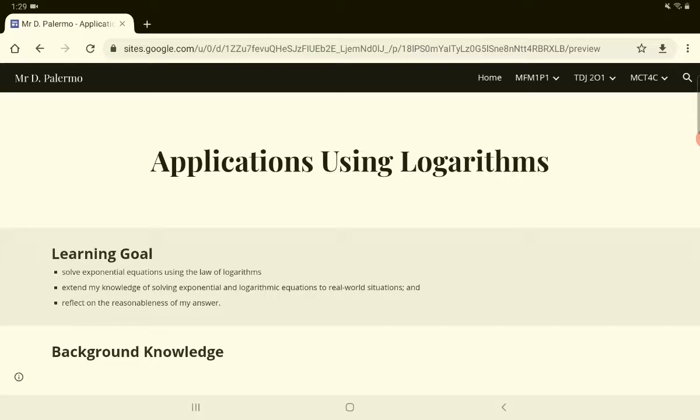Okay, so our learning goals then are to solve exponential equations using the laws of logarithms, extend my knowledge of solving exponential and logarithmic equations to real-world situations, and reflect on the reasonableness of your answer always. Okay, so everything we do is going to be word problems here. So we'll see a lot of the applications that exist in the real world with respect to exponential functions.